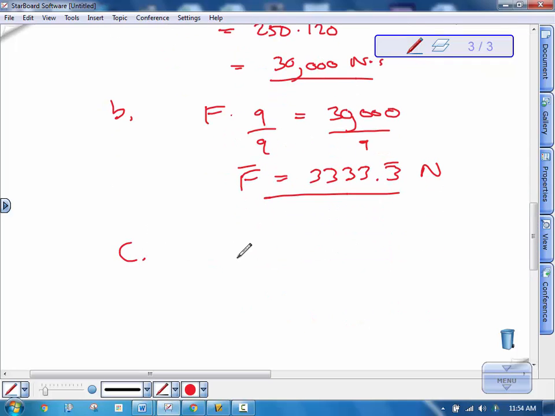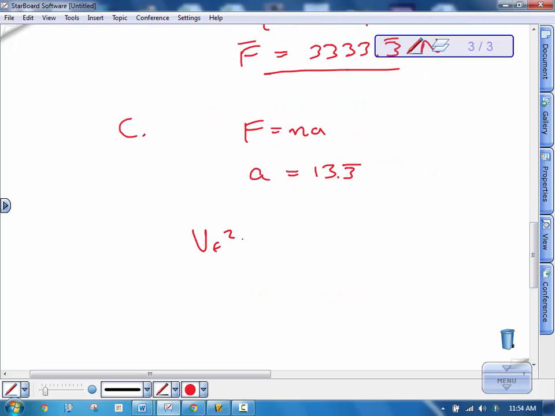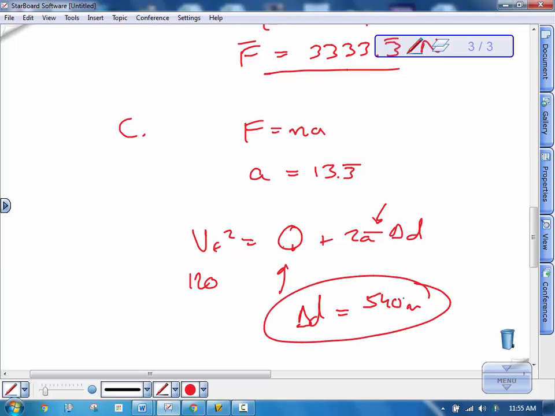Part C, with the altitude that it reaches then, just use F equals ma to find the acceleration. If you do that, you end up getting the acceleration equals 13.3 repeating if you plug in this force and then the mass of the rocket. From there, you can use the final velocity equation. Final velocity squared equals initial velocity squared plus 2a times change in distance. So we know the acceleration, we know the initial velocity is 0, and we know the final velocity it reaches is 120. Go ahead and solve for change in distance, and what you get is change in distance equals 540 meters.